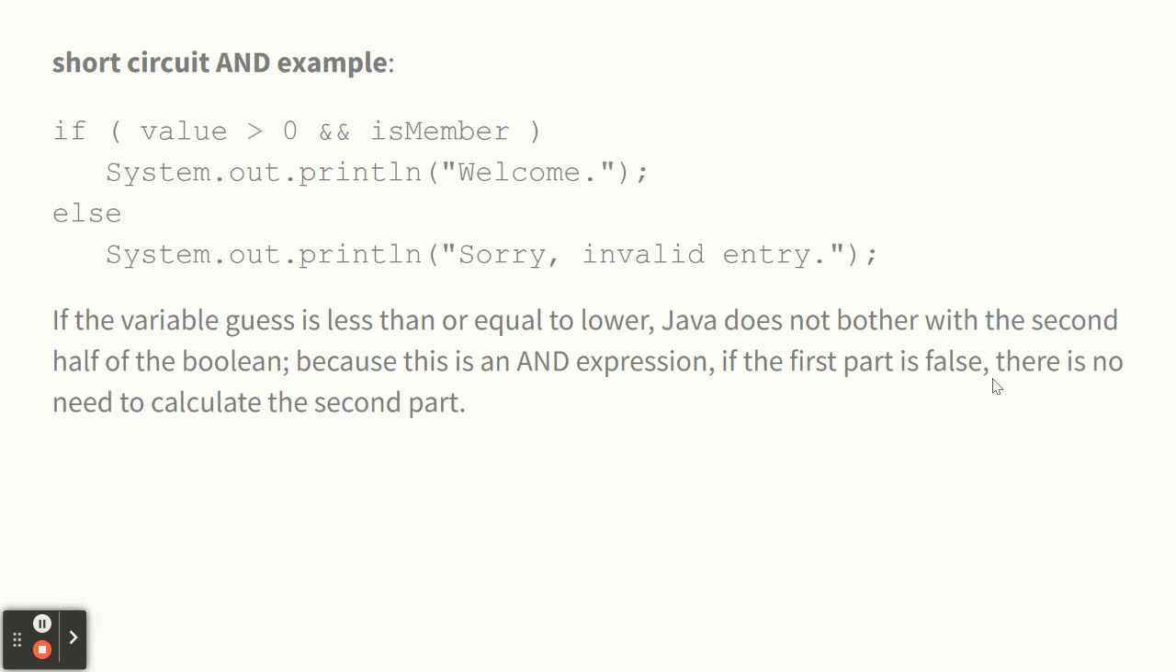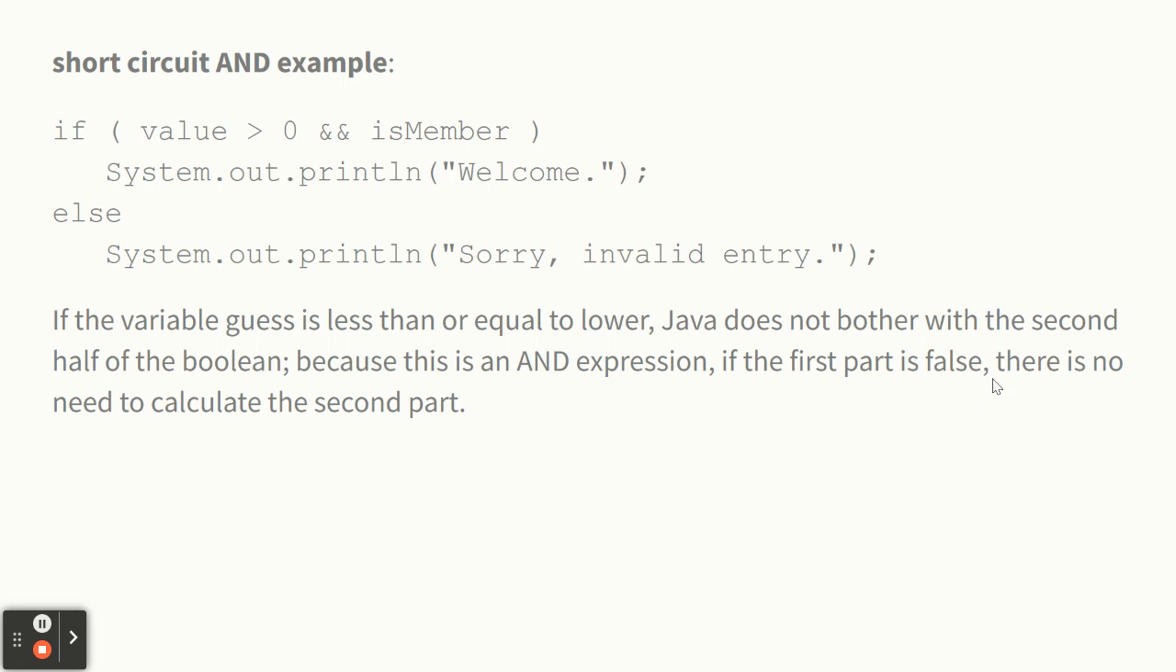So if value greater than 0 and the isMember variable is true, print welcome, otherwise say invalid. Now, if the value is 0 or less than 0, there's no point in checking if isMember is true or not. It's already not going to work because they have to both be true. So I guess you could summarize, if it's an or statement, if the first one's true, you don't have to check the second one. And if it's an and statement and the first one's false, you don't have to check the second one because it's already not going to be true. They have to both be true in an and.